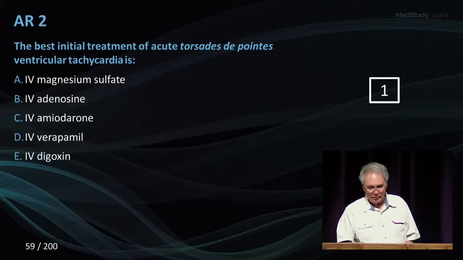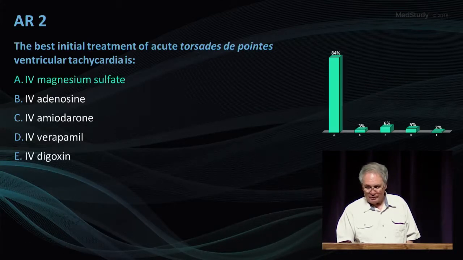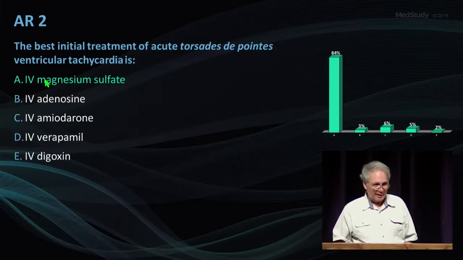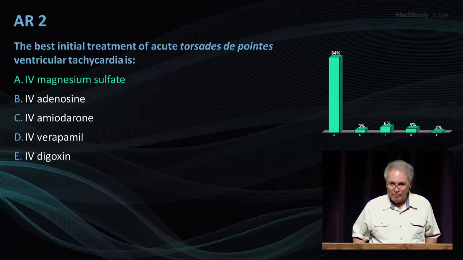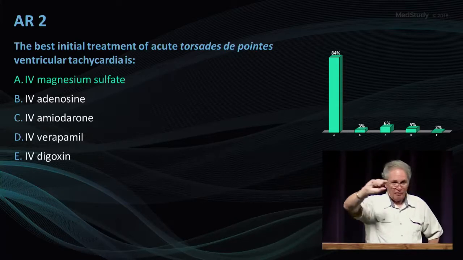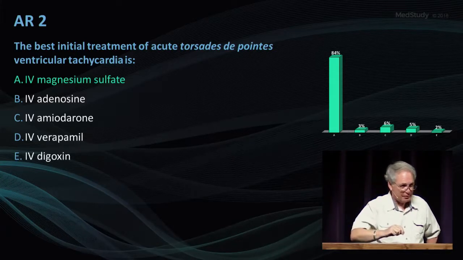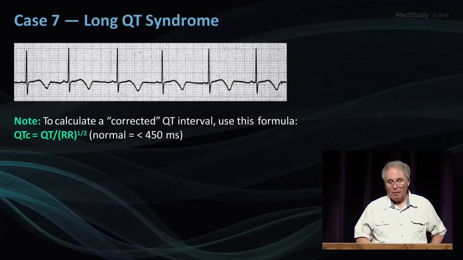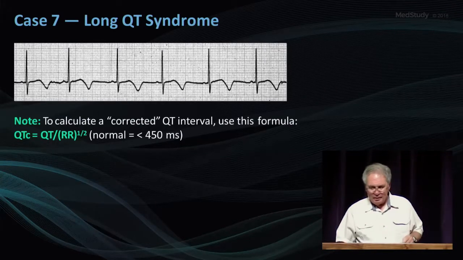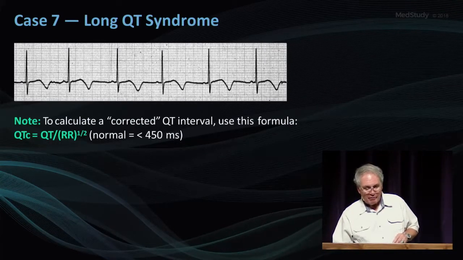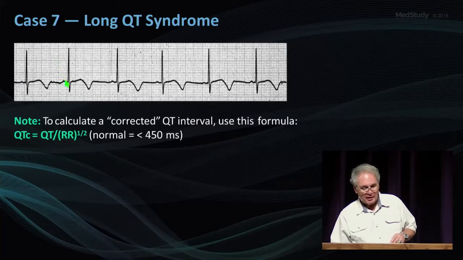So this is a child with torsade, and you're trying to get them out of it, and the correct response, very good. IV magnesium sulfate is the best initial treatment for torsade de pointes, this special kind of ventricular tachycardia where there's this twisting, turning of the axis. Okay? Excellent.